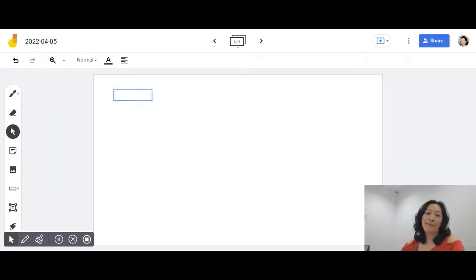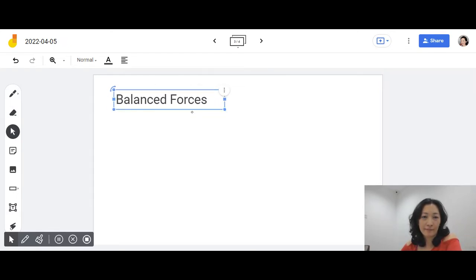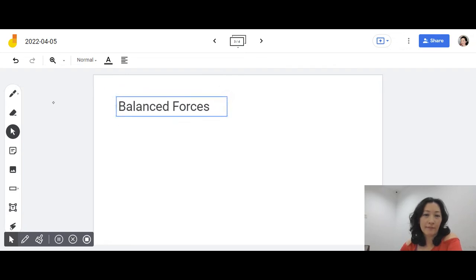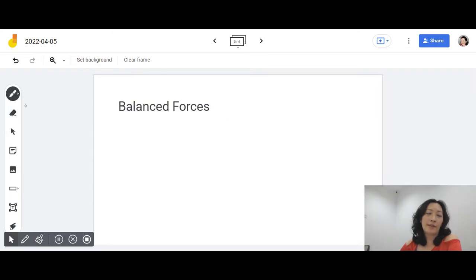Okay, Izzat, do you remember what balanced forces mean? Is it when the force that is acting on an object is equal, like all around? Okay, kind of, close. So balanced forces is when the resultant force, or the net force, is zero.